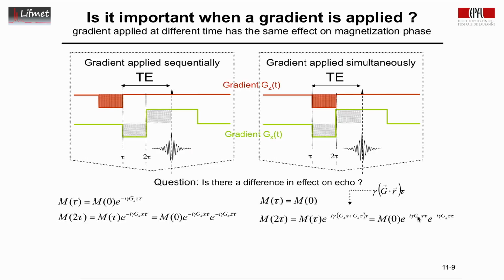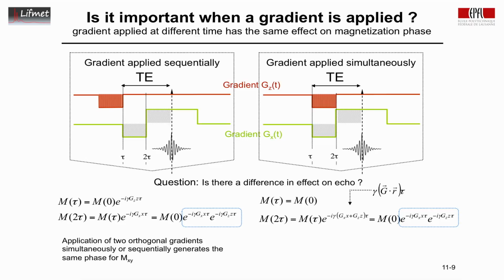M of tau is M0. We'll write these terms here and we'll split them according to x and z. And now what we will notice is this term here and this term here. Upon inspection, we notice that these two terms are identical. So the magnetization M of 0 in both cases is the same. We start out here. We don't know yet what's happening, so the magnetization at that point has to be the same.